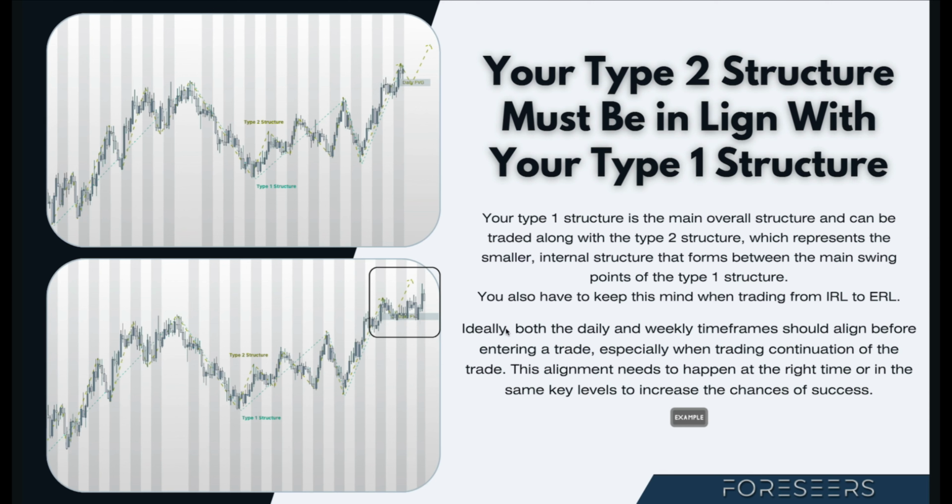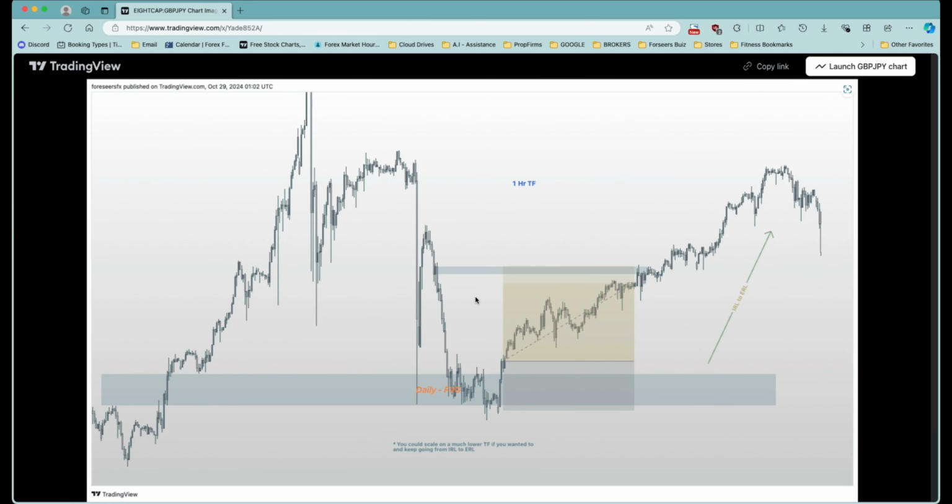I actually have another little example that might show you a little bit better what I'm talking about. Here you can see it's that same example that I showed you on the previous slide, but now we're zoomed in on the 1 hour time frame. If I were to go from internal resting liquidity to external resting liquidity, I would ideally want it to line up with my higher time frame, my weekly or daily time frame, and make sure that price retraces into those key levels. In this case, price retraced down into that daily fair value gap.